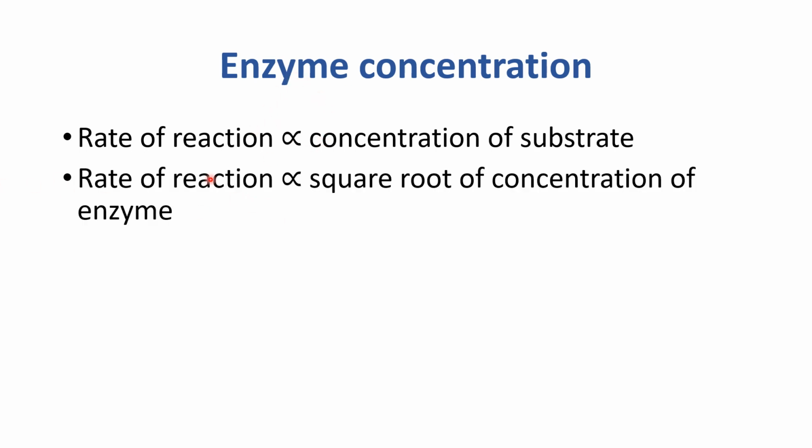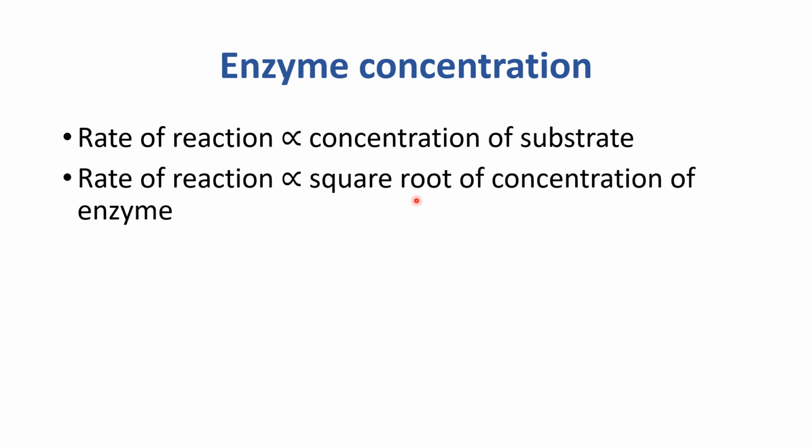Rate of reaction is directly proportional to square root of concentration of enzyme. So if we talk about concentration of enzyme, the rate of reaction is directly proportional to the square root of concentration of enzyme. For substrate there is no involvement of square root, whereas for enzyme there is an involvement of square root.